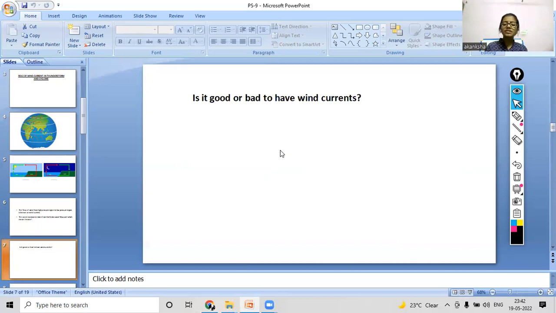So why do you think it will be bad? Because it is leading to thunderstorms and cyclones. Okay, yes, that can be a reason too. So yes, you all are right. When you go home, look more into this question. Okay, so yes, this was all about this topic.